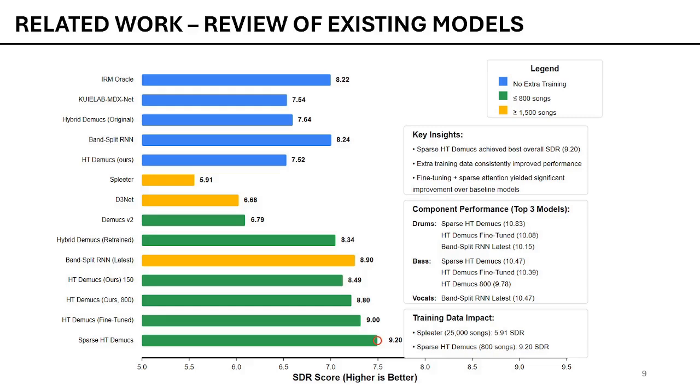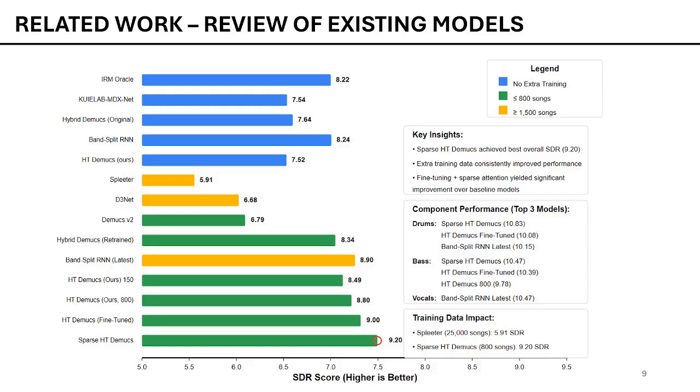In this slide, I categorize models according to the amount of extra training data used to train models. Blue, no additional training data. Green, up to 800 additional songs. Yellow, more than 1,500 additional songs. These are the key observations. Models trained with additional data consistently showed improved performance. However, the quantity alone was not the sole factor. Quality and the curation of data significantly influence outcomes.